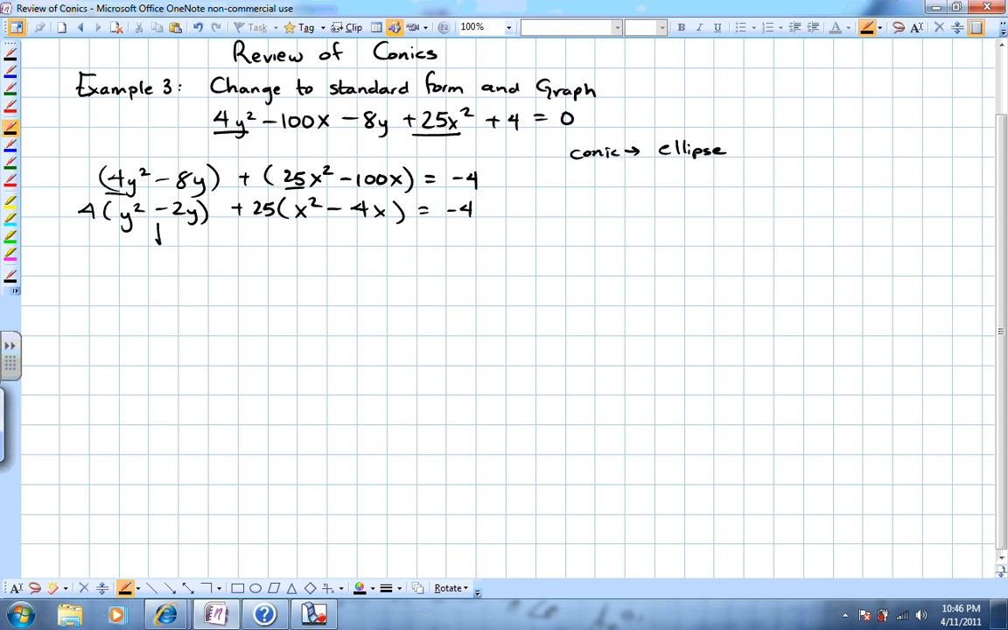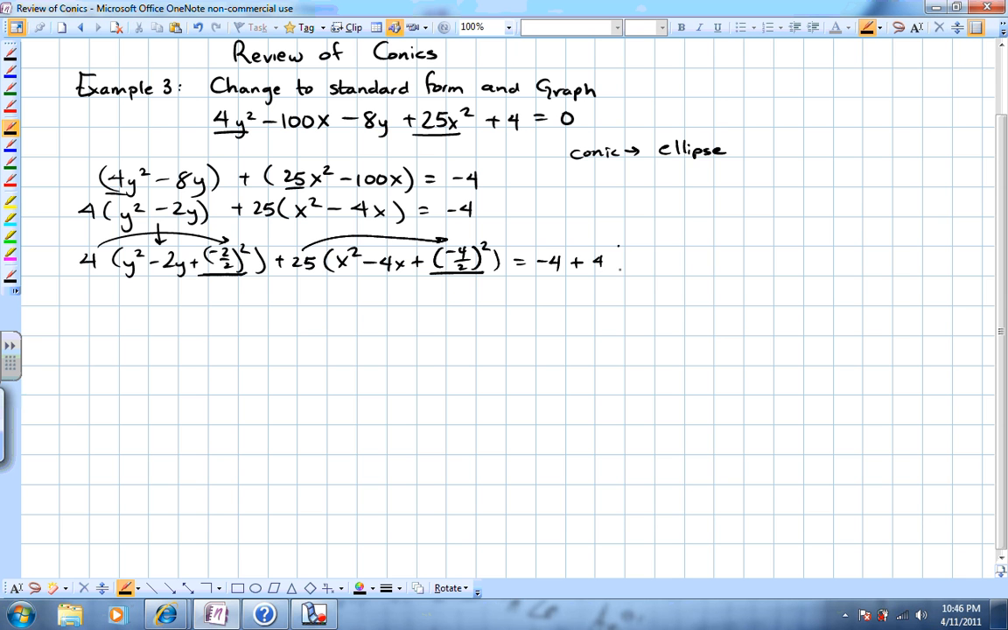And now let's go ahead and complete the square. I have 4 times (y squared minus 2y plus (negative 2 divided by 2) squared. Not squared, sorry.) Plus 25 times (x squared minus 4x plus (negative 4 divided by 2) squared. Again, maintaining equality. I added 4 of these. I had negative 4, I'm sorry, here. So I'll make sure that what's underlined gets added to both sides of the equal sign.